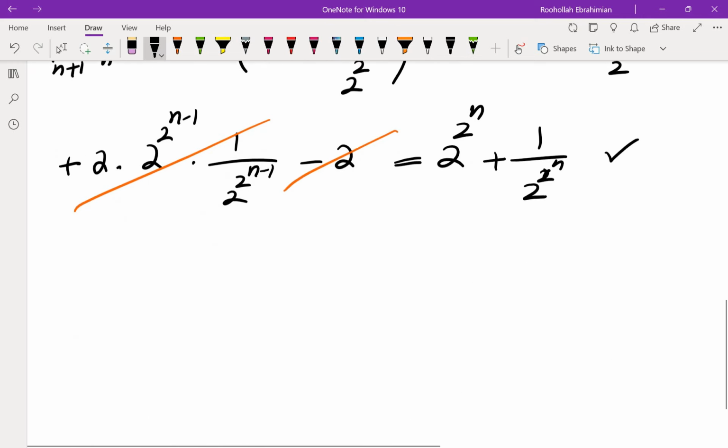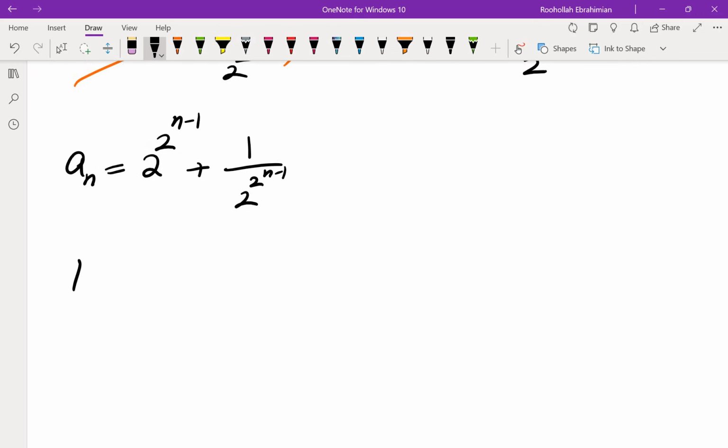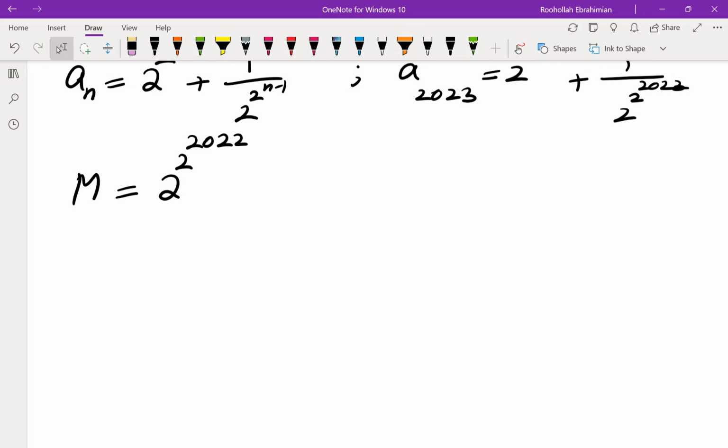Okay, so what we got is that a_n is in fact 2 to the power of 2 to the power of n minus 1 plus 1 over 2 to the power of 2 to the power of n minus 1, which means the closest number to a_2023 is 2 to the power of 2 to the power of 2022. So the number that they gave us is in fact m, 2 to the power of 2 to the power of 2022. Now they ask us to find the remainder of this when we divide it by 10.